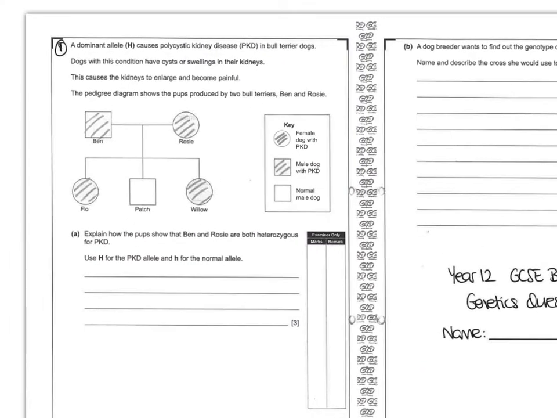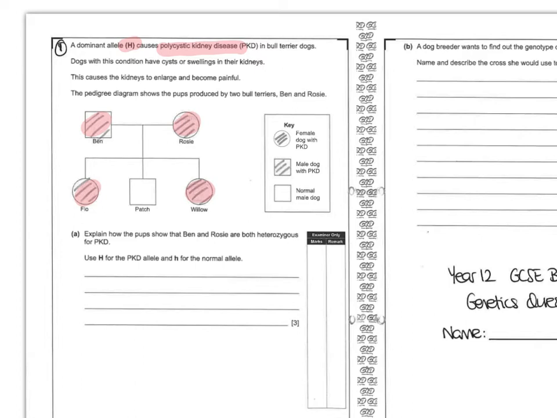So let's have a look at this one here. Okay, we've got a dominant allele that causes polycystic kidney disease. Now, I don't know what polycystic kidney disease is, and I'm sure you don't know. But hopefully by now, when you do genetics questions, you realise they're not going to ask you anything about the condition. So don't worry if you read information that you've never seen before. The key thing is that we've got big H causing this disease, and you've got these 4 individuals that have the disease.